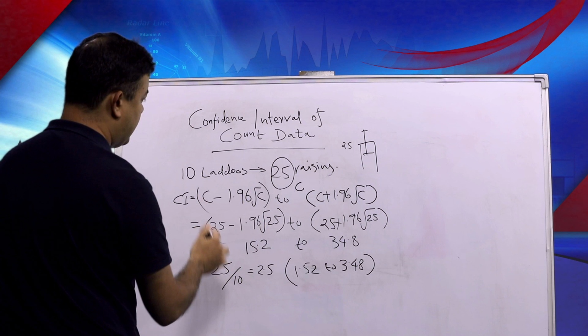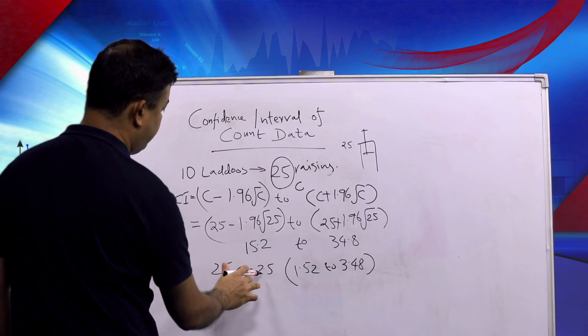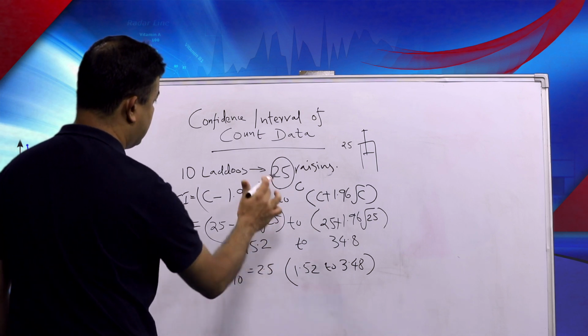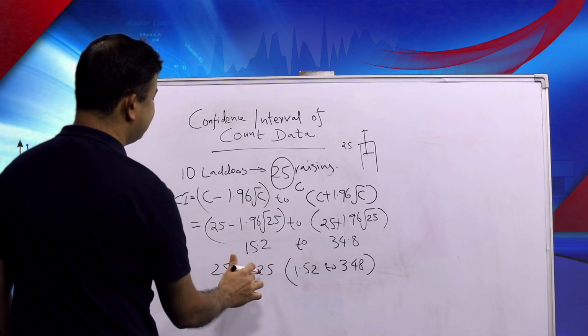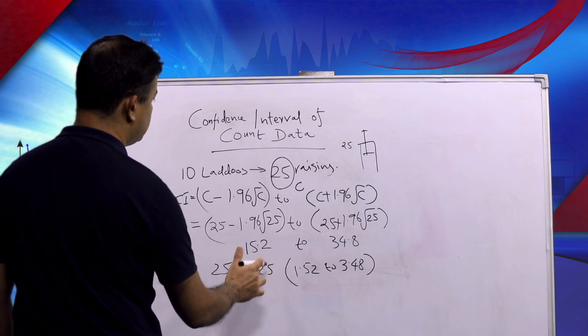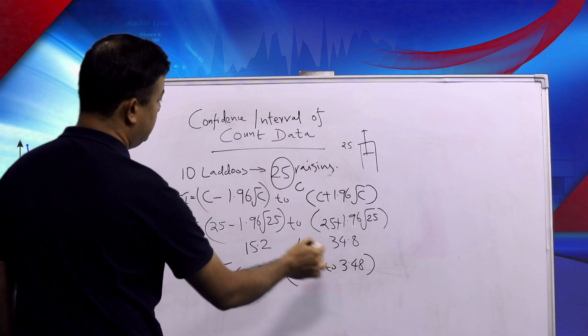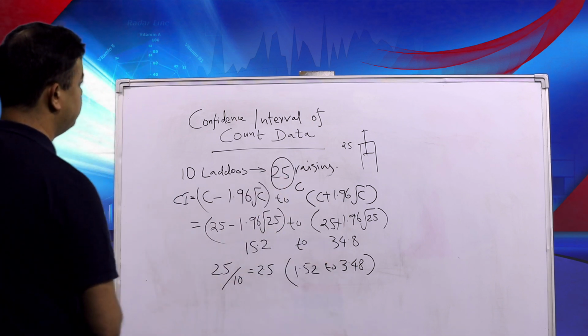Instead of doing it like this, if you do 25 by 10 first to get 2.5 and use this 2.5 as the count, that is C, this is wrong. The answer is going to be wrong. So, always base your calculation on the observation. The count has to be the observed value. So, this is how to calculate the confidence interval of the count data.